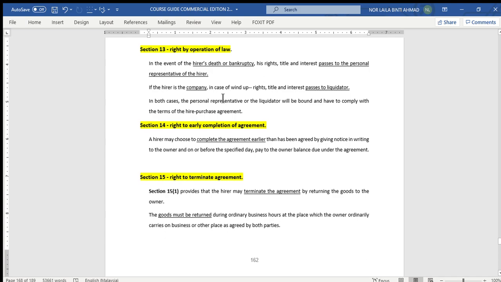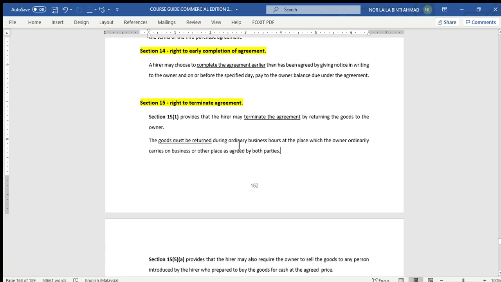Okay, and then Section 14, right to early completion of agreements. So let's say you nak habiskan, you nak clearkan all the installments. The hirer may choose to complete the agreement earlier than has been agreed by giving notice. The hirer must give notice in writing to the owner and, on or before the specified date, pay to the owner the balance due under the agreement.